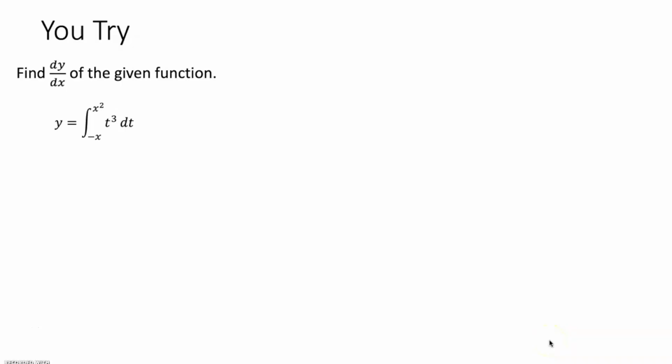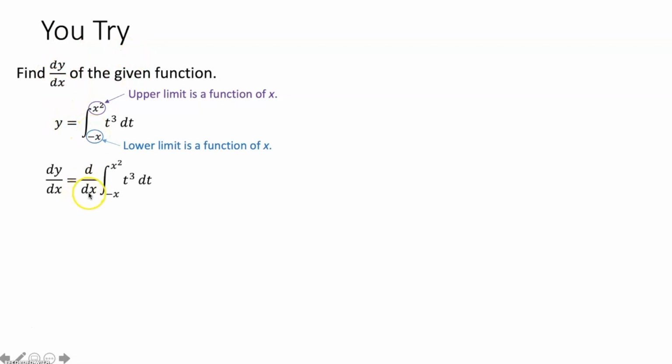You try. Okay, doing the same thing here. I'm again taking the derivative of a function, and that function is a definite integral where the lower and upper limits of integration are both functions in terms of x. So when I take the derivative of this function, it's going to look something like this. Now, we notice we're taking the derivative of an integral, so based on the second fundamental theorem of calculus, these are inverse operations. They're going to cancel each other out.